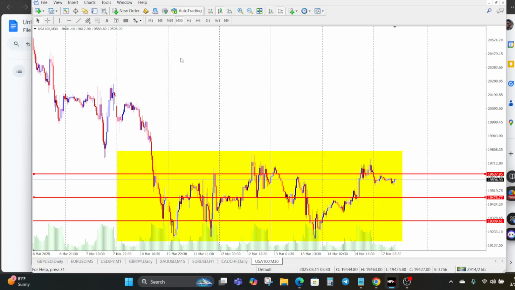Now the third step is to use the levels for trade execution. Price often respects these levels, making them great areas to look for entries. Okay, you can combine these levels with price action confirmations like candlestick patterns or volume shifts for better accuracy.